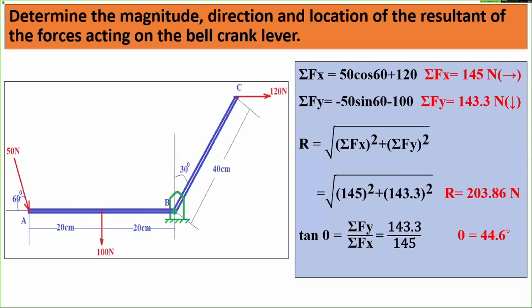Moment means what? Force into perpendicular distance. What is the force? 120 Newton, into 0. How does zero come? Where did zero come from? The force is passing through B.